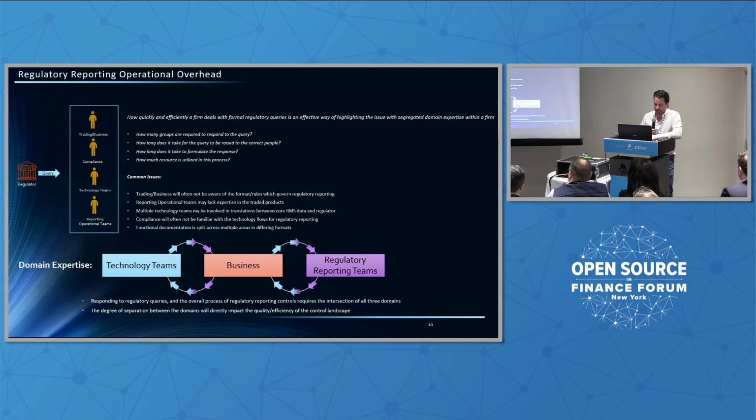Now, the overall process of regulatory reporting, successful regulatory reporting and managing a control framework around it, requires seamless intersection of these domains. If these domains are constantly bouncing around when it comes to these queries or any other part of control, then you've got problems. And the larger the firm, the bigger those problems can become, because you've got not only individual lines of business, you then start going horizontally, and it can escalate pretty rapidly.